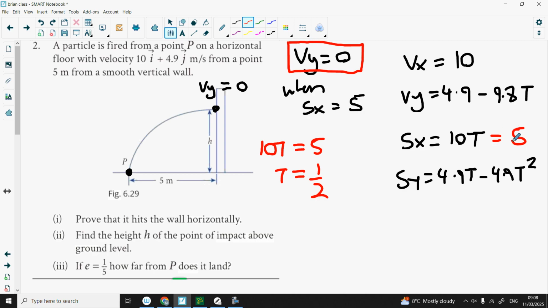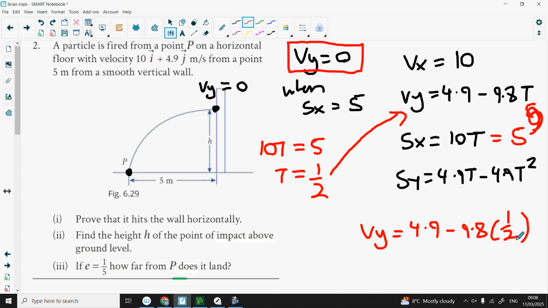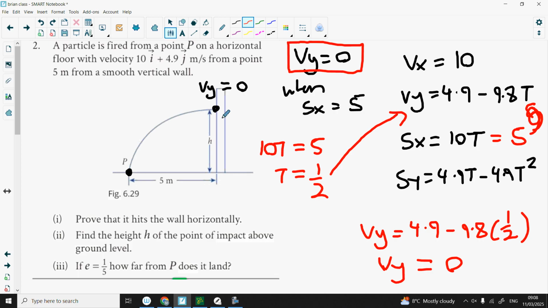So what can I do with that t equals a half? Put it into the Vy equation. And what happens? 4.9 take away 9.8 times a half. It's 0. And now we've successfully proven that it hits the wall while moving horizontally. I'll pause there.